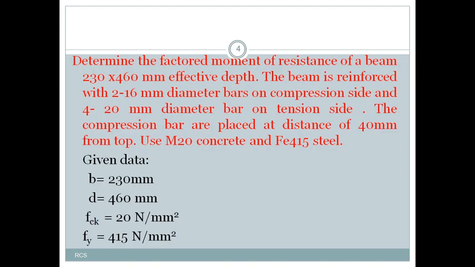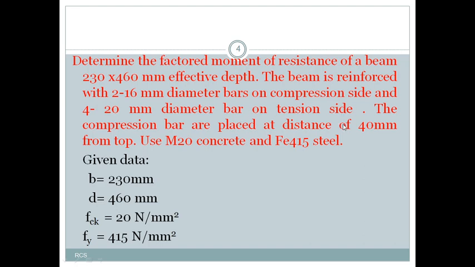Let's see the first numerical. Determine the factored bending moment of resistance of a beam of size 230 by 460 mm effective depth. Remember that 230 is the width, and the effective depth is given directly as 460 mm. The beam is reinforced with two 16 mm diameter bars in the compression zone and four 20 mm diameter bars on the tension side. The compression bars are placed at a distance of 40 mm from the top.